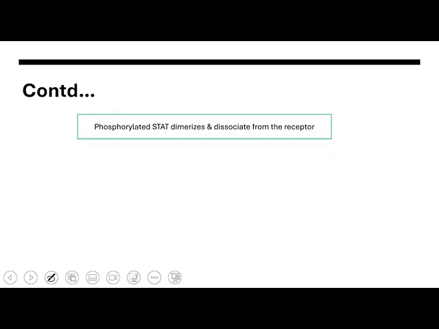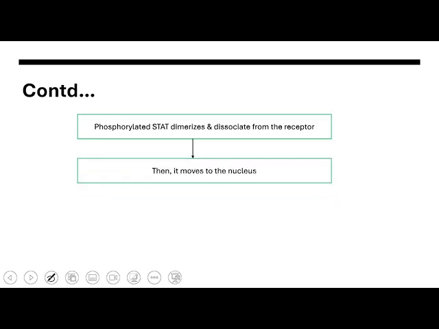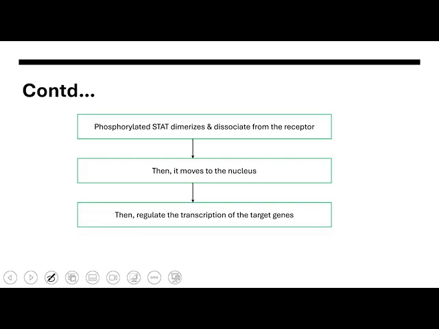Next we see this phosphorylated STAT dimerizes and dissociates from the receptor, and then gets translocated to the nucleus for its activities, and in the nucleus it regulates the transcription of the target genes by binding to the promoter sites, and then that will increase the transcription of the genes for the various proteins that are required for the growth of the body. These things we study under the growth hormone physiology.